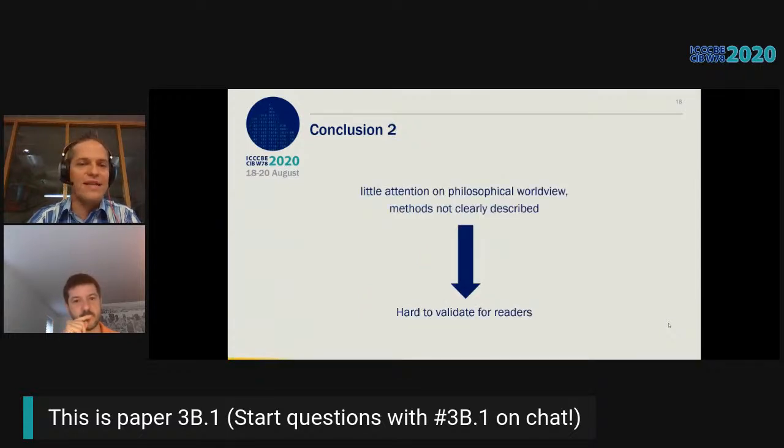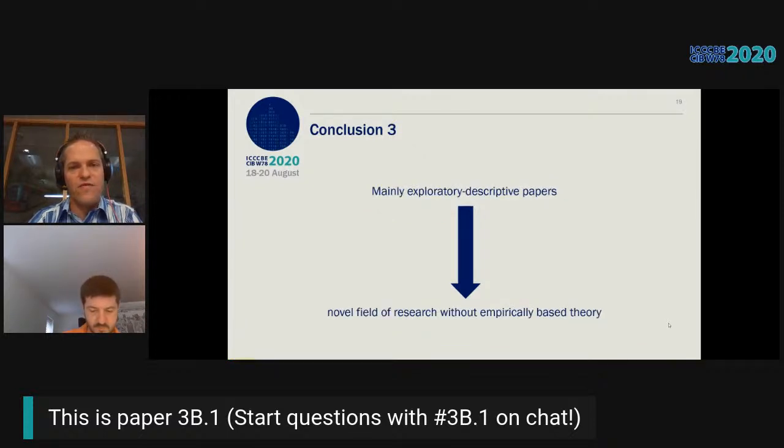There was little attention on the philosophical worldview. Methods were not clearly described. That makes it hard for the readers to validate the results of the research. And the purpose of the papers was mainly exploratory and descriptive, which indicates also that information management for AEC projects is a rather novel field of research without empirically based theory.